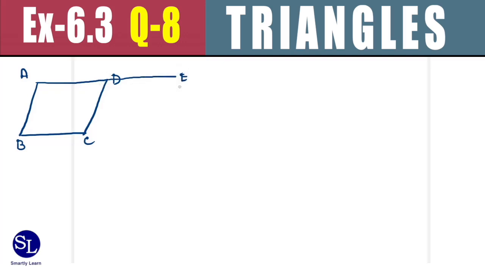And then BE intersects CD at F. So this is what we have to draw. Now let's see what is given to us. Given is ABCD is a parallelogram. So you can use the properties of a parallelogram in this case. Then E is an extension of AD, BE intersects CD. In terms of mathematical data, you don't need to write anything out there because everything else is placed in the figure. Now, what is it that you're asked to prove?